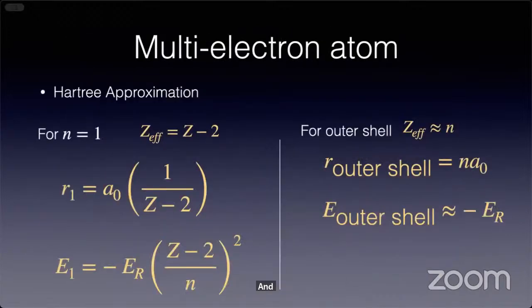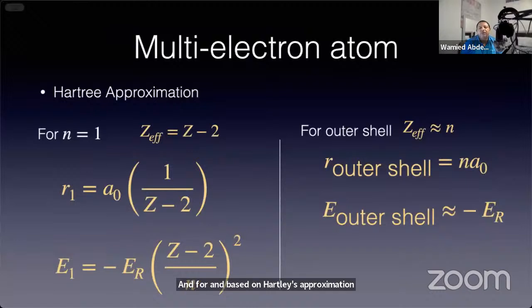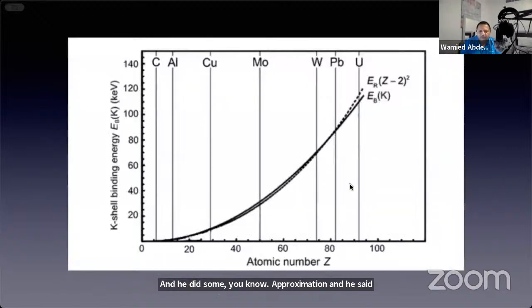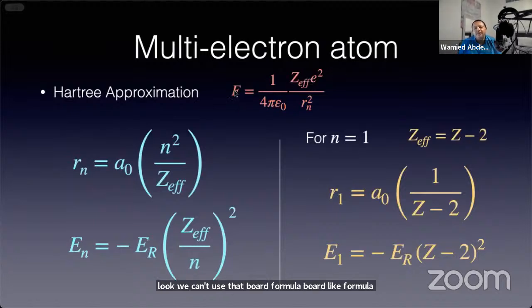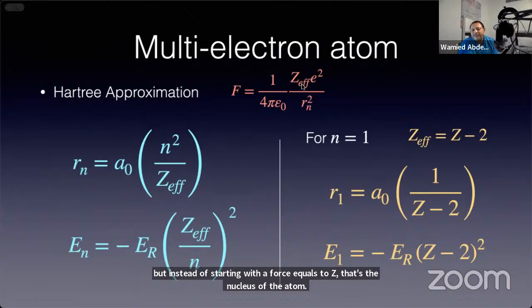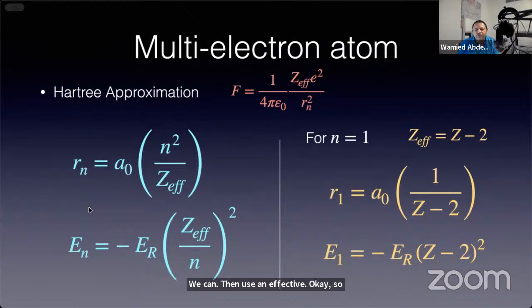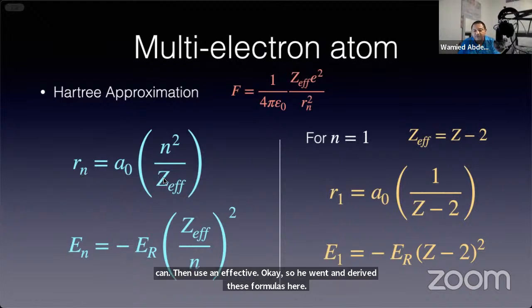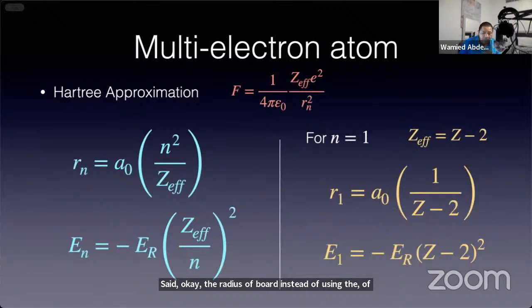Based on Hartree's approximation, Hartree wanted to deal with multi-electron atoms, not with a single electron atom. He said, okay, we're going to expand the Bohr atom to a multi-electron atom, and he did some approximation. He said, look, we can use that Bohr-like formula, but instead of using Z, the nucleus of the atom, we can use an effective Z. So he derived these formulas here. The Bohr radius, instead of using the Z of the nucleus, because now we're talking about a multi-electron atom, and Bohr talked about a single electron atom. Different between the two.